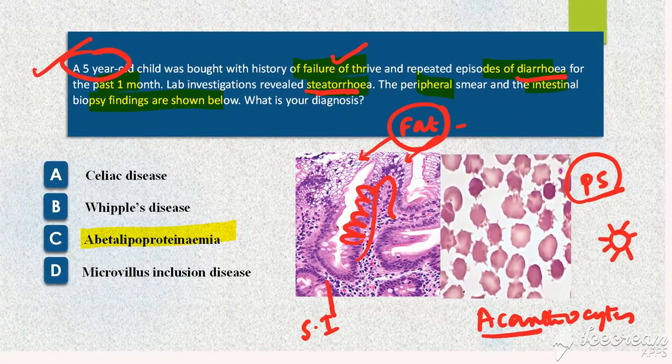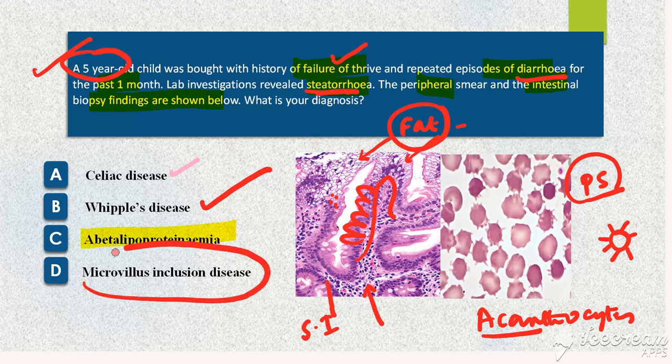Now going to the other options, celiac disease. That can still occur in a pediatric age group, but you have a lot of intraepithelial lymphocytes. So you will have lymphocytes inside the epithelium. Whipple's disease is an infectious disease. I've discussed this in a video already. So what happens in Whipple's disease? You have a lot of foamy macrophages in the lamina propria, which has got the organism Tropheryma whipplei.